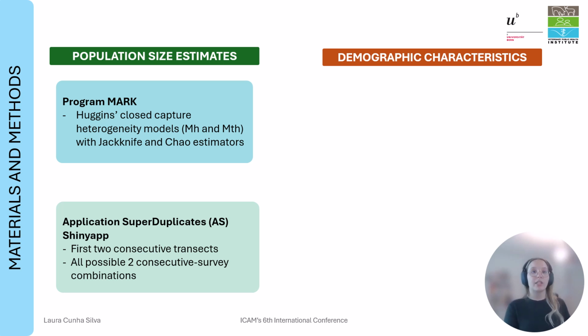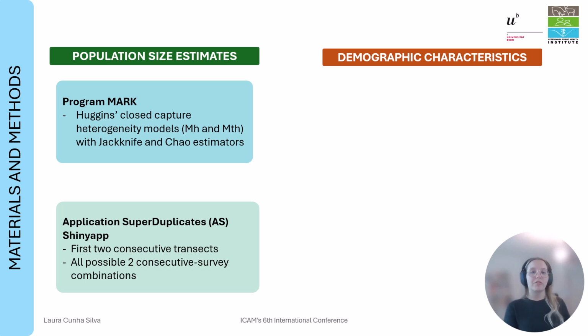Then the online application SuperDuplicates Shiny app was also used to calculate population size, but only using the first 2 consecutive transects at each site. Additionally, all possible 2 consecutive survey combination estimates were calculated via SuperDuplicates to evaluate if different temporal combinations may affect the estimates. The degree of concordance between population estimates obtained from SuperDuplicates and those generated using Huggins models in MARK was then assessed to evaluate the consistency between the estimation methods.